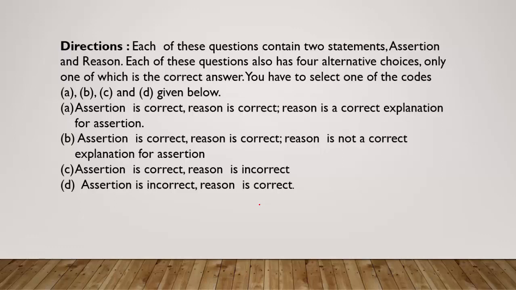Suppose option A is the right answer, it means the assertion is correct, the reason is correct, and the reason is a correct explanation for the assertion. If answer B is right, the assertion is correct, the reason is correct, but the reason is not a correct explanation for the assertion. If answer C is right, the assertion is correct, the reason is incorrect. If answer D is right, the assertion is incorrect, the reason is correct.